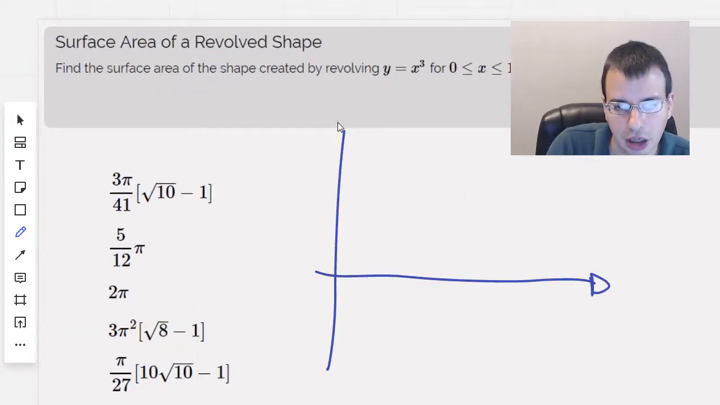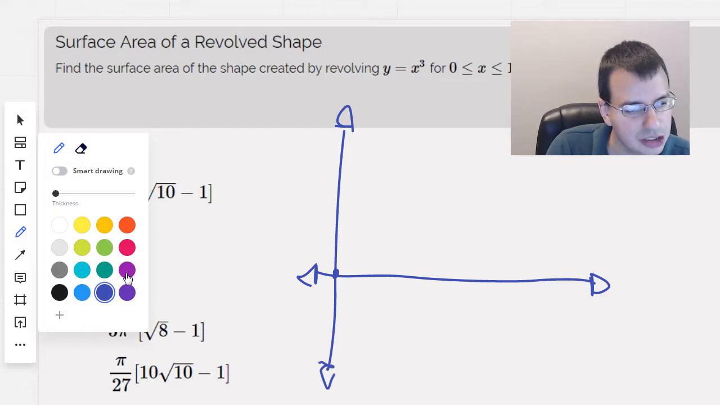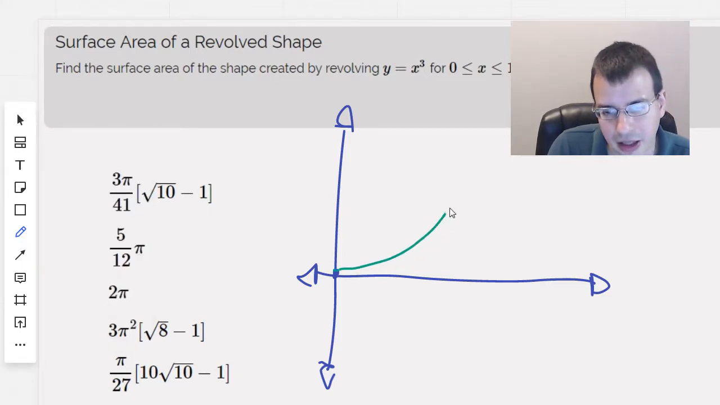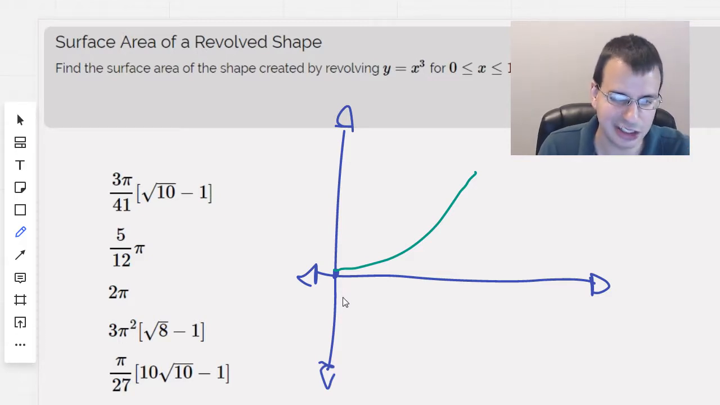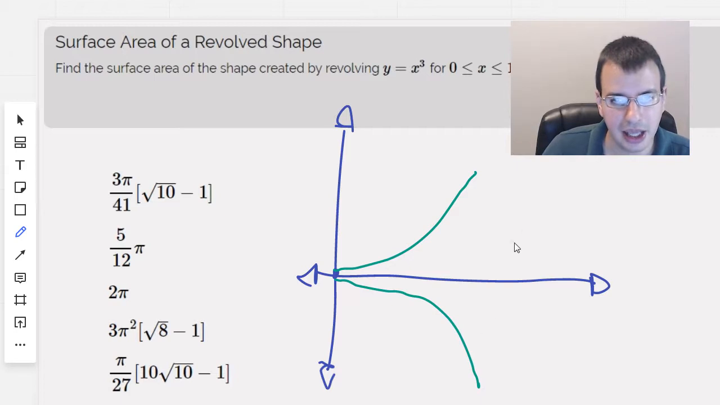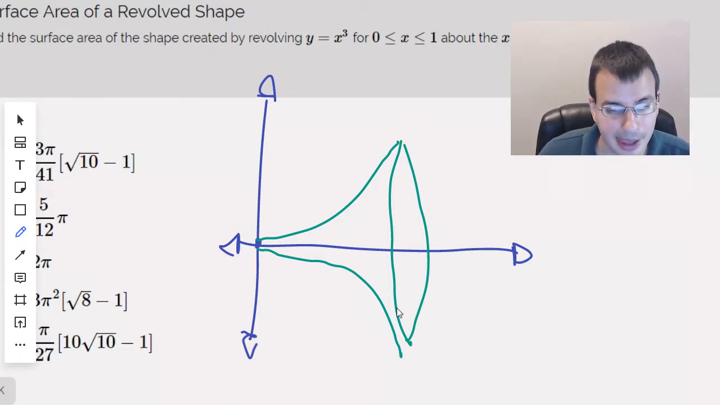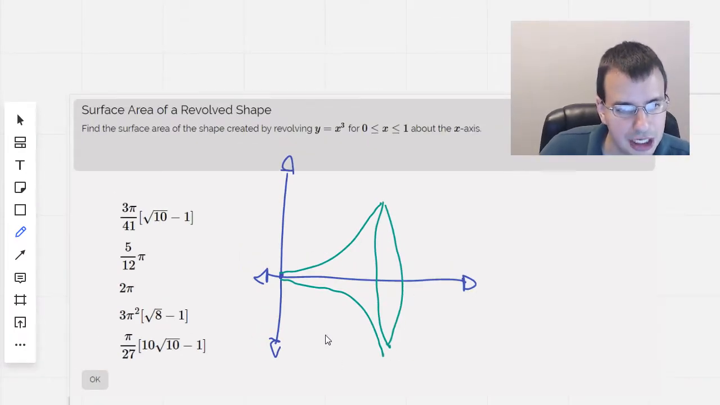Here's the little axes, and y equals x cubed is something kind of like this. It starts actually at 0. I know it's a little bit up. Pretend it actually touches the x equals 0. And then it's revolving about the x-axis. Not symmetrical, not the same. Okay, so we get kind of this horn type shape here, and it's from 0 to 1.